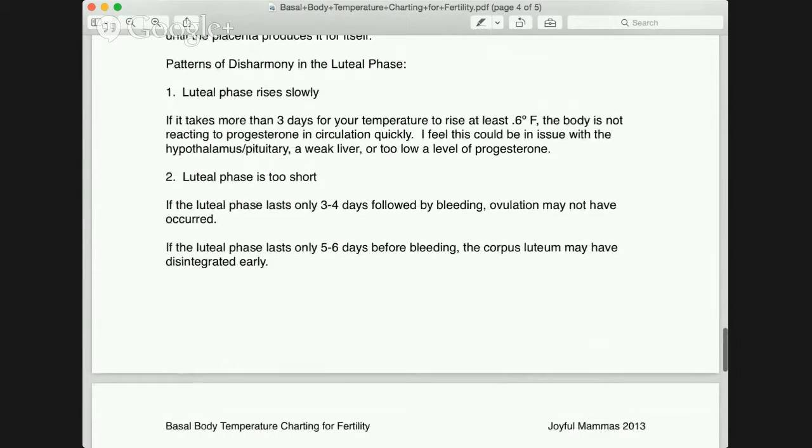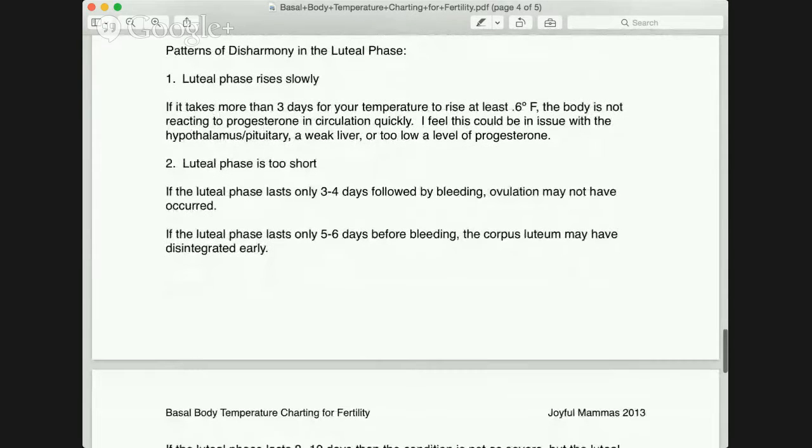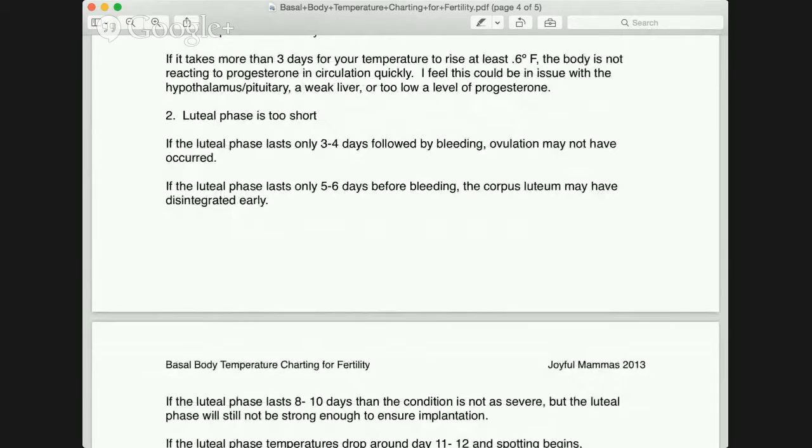Luteal phase being too short. If it's really short, then you may not have ovulated at all. So, if your cycle is only like 20 days, or you think you ovulated, you saw a shift, but then you just bled, you may not have ovulated. What if it's a little bit longer, 5 or 6 days? Then the corpus luteum may have not been very strong and disintegrated. It wasn't a very strong, healthy ovulation, so it didn't support this luteal phase.